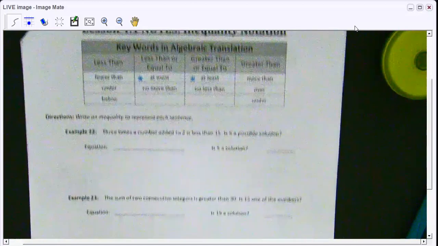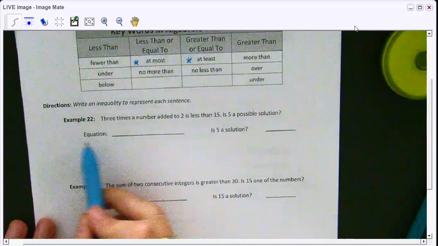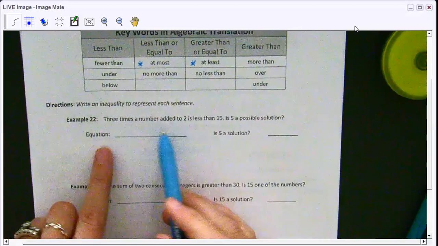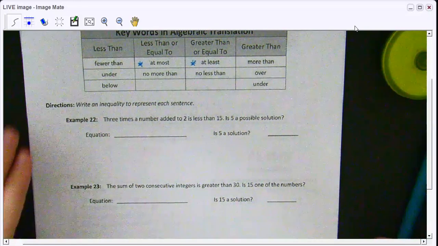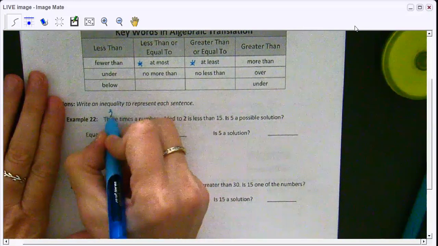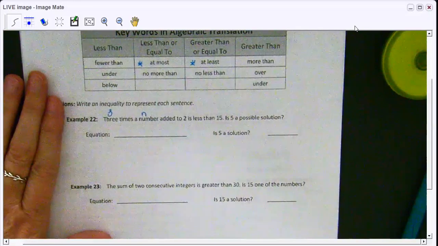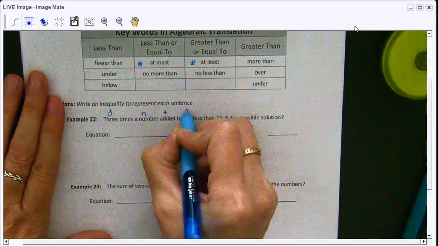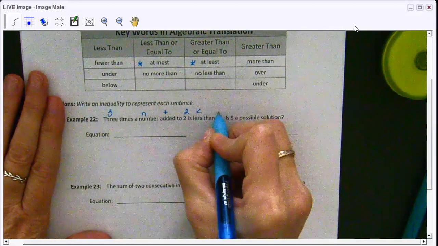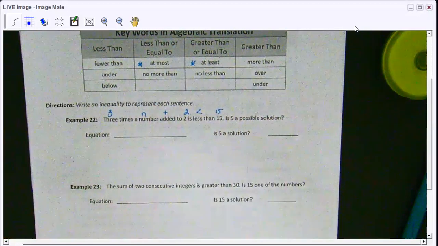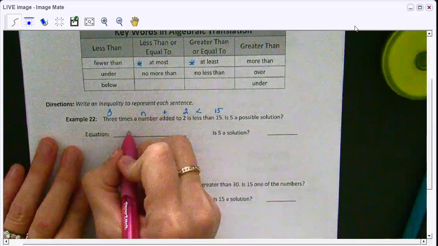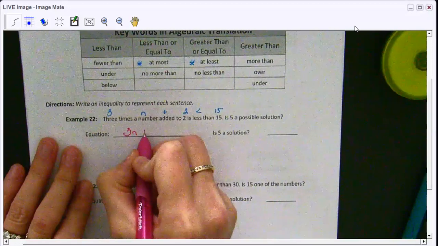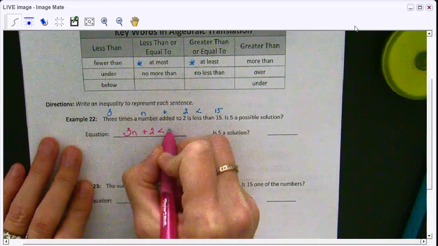So let's go ahead and look at example 22. Actually, this should say inequality, not equation, but it says 3 times a number added to 2 is less than 15. So it's written right in the words. Let's write that down here. We have 3n plus 2 is less than 15.